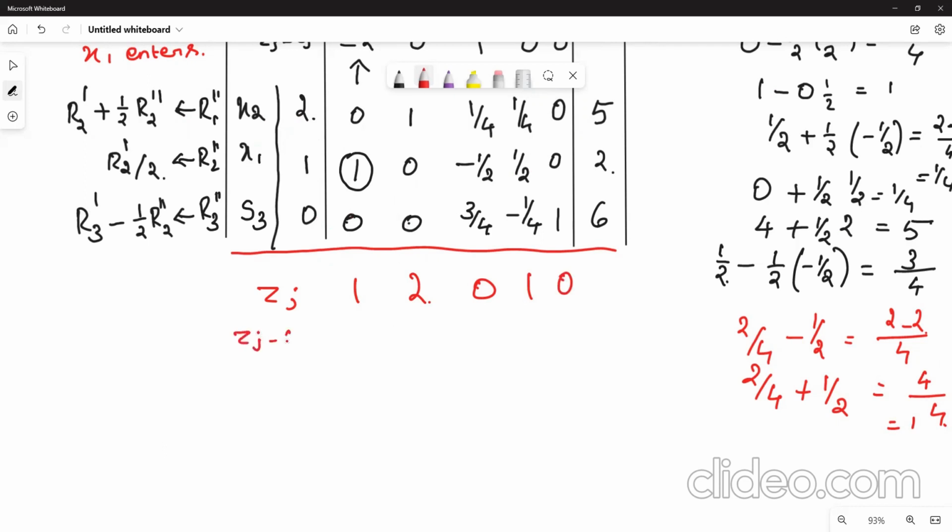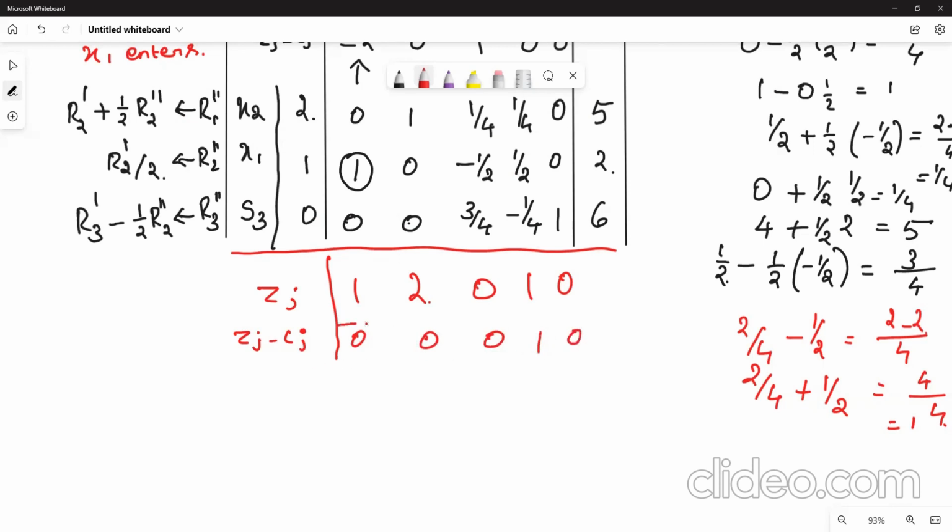Zj minus Cj. We have to subtract this Zj value from the Cj on the top. Already we have seen the entries in Cj: 1, 2, 0, 0, 0. Subtract with that entry. 1 minus 1 is 0. 2 minus 2 is 0. 0 minus 0 is 0. 1 minus 0 is 1 and 0 minus 0 is 0.